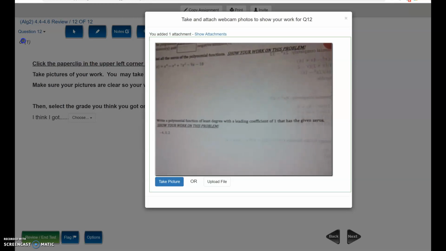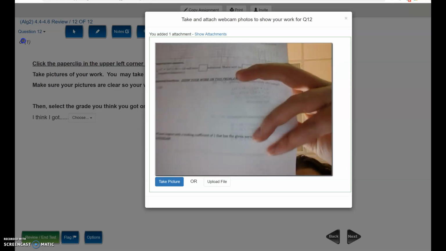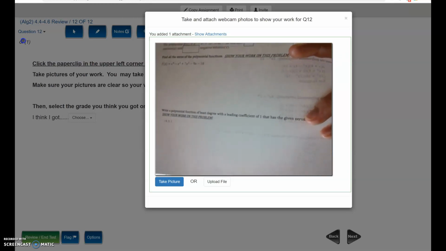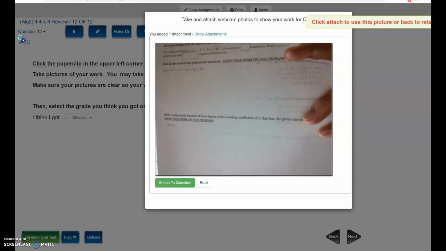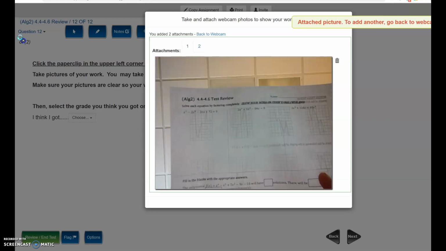try to get them as clear as possible. We have noticed that sometimes it's not super clear. So try to get zoomed in. Try to get it as clear as possible. And again, now you have 2 attachments. You can go back to the webcam and attach more. So if you want to take like one picture of the first 3, another picture of the middle, another picture of the bottom, that would be fine. But get those pictures attached.